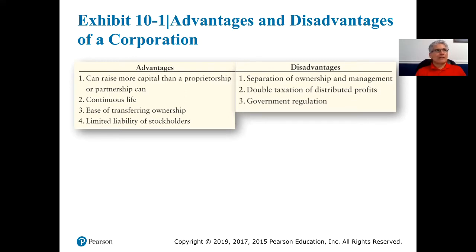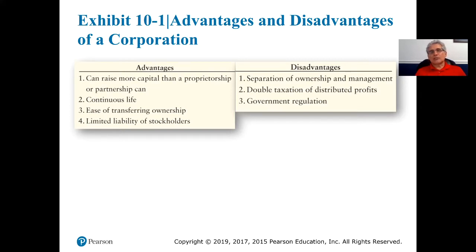That's a very nice blessing for those who buy stock. They recognize and understand that if the corporation defaults on a loan, or if the corporation is sued by a third party, the owners are shielded by the limited liability, so that they don't have to worry so much about their personal assets being at risk. Now, there are some disadvantages of a corporation.